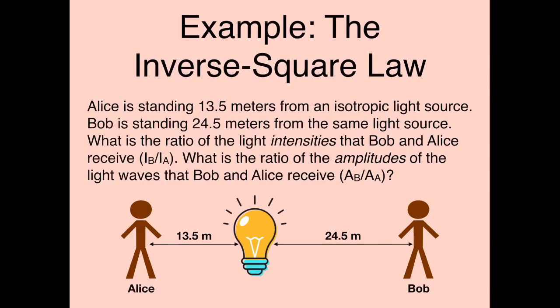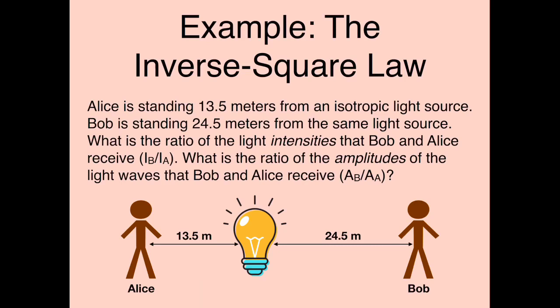Okay, so let's do an example of this. We have Alice over here standing 13.5 meters away from an isotropic light source, so you can imagine something like a light bulb. Bob is standing 24.5 meters away from the same light source. So the question is, what is the ratio of the light intensities that Bob and Alice receive? So what's the ratio of intensity for Bob and intensity for Alice?